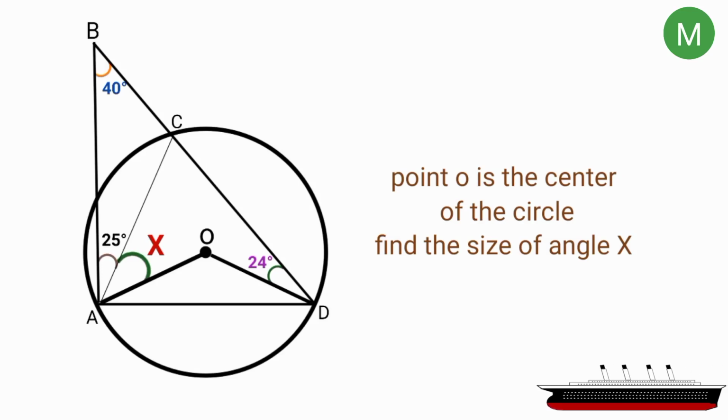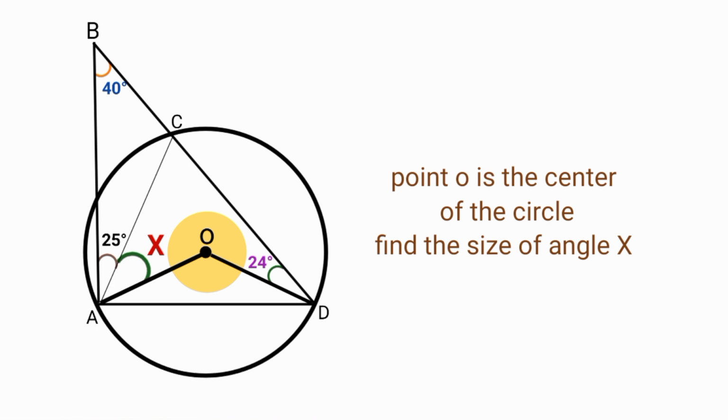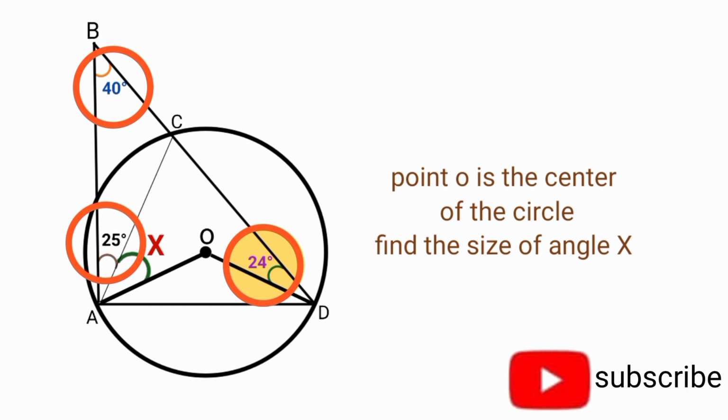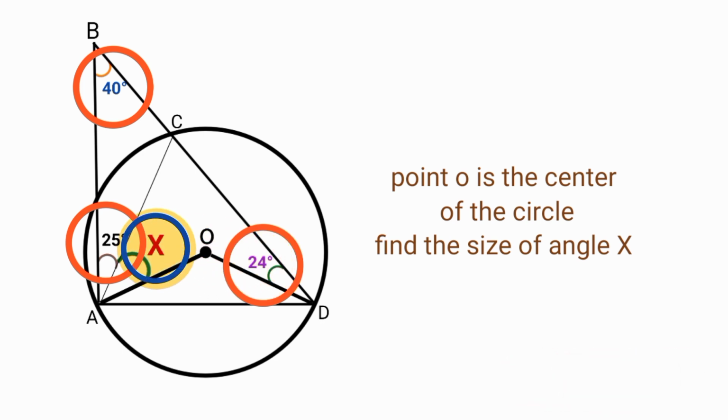In this question, we are asked to find the size of angle x, and they said point O is the center of the circle. So how can we find x here? We are given the sizes of three angles, 40 degrees, 25 degrees, and 24 degrees, and we are expected to find the size of angle x from them.